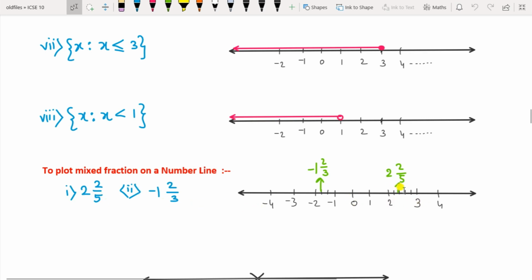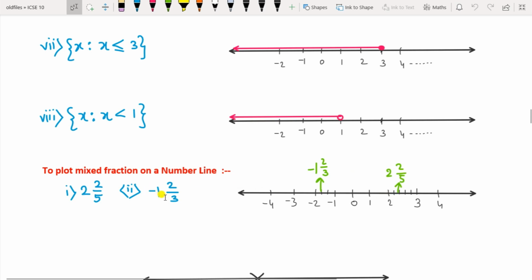Now how to mark that between 2 and 3? See the fraction and its denominator first. Its denominator is 5. So make 5 parts between 2 and 3. 5 parts in the sense it should be 5 spaces, not the lines. Don't count the lines. If there are 5 spaces, there will be 4 lines. And see the numerator then. It is 2. So from 2 you have to count the second part. So this is first and second. This is the second part. That will be your 2 whole 2 upon 5.